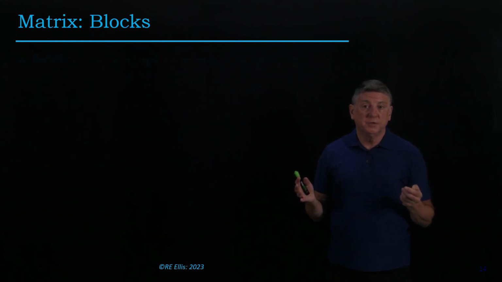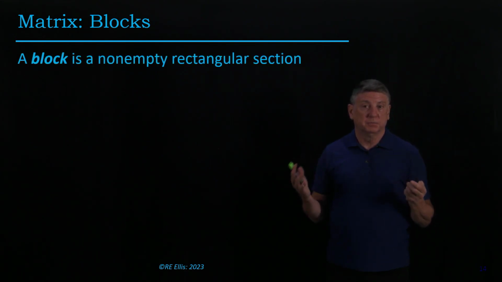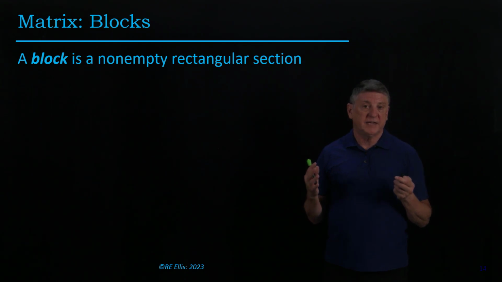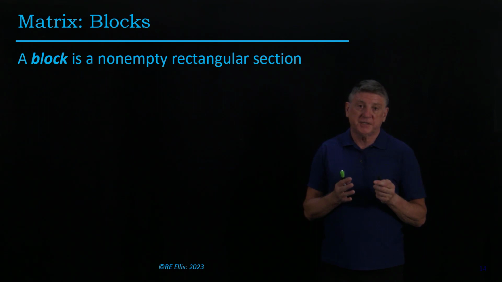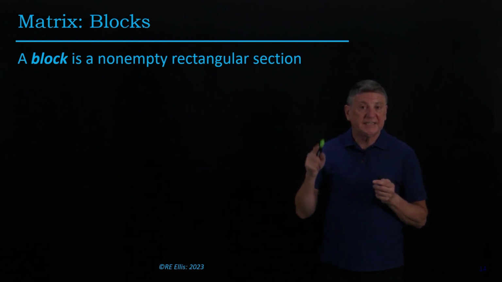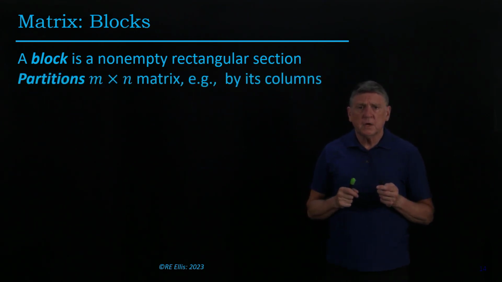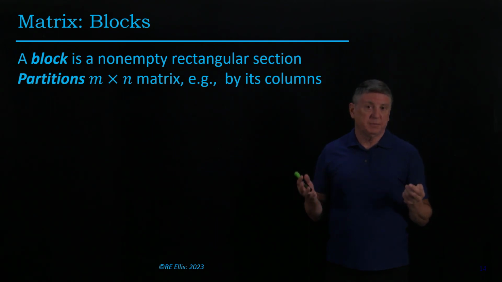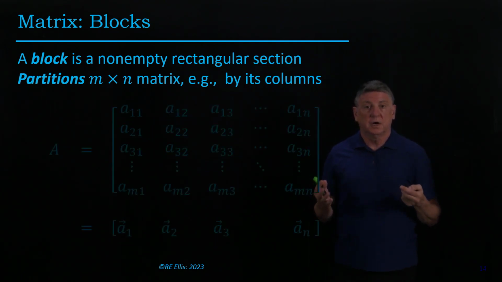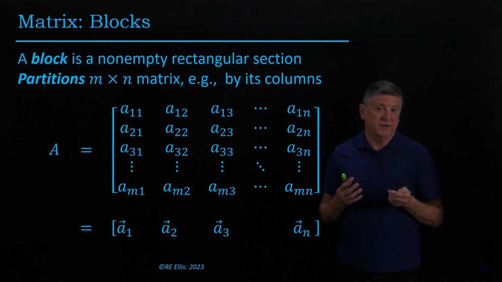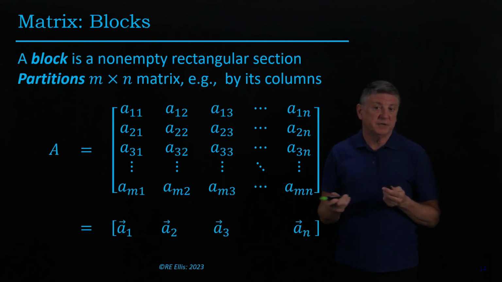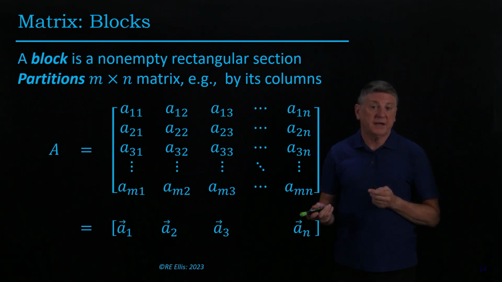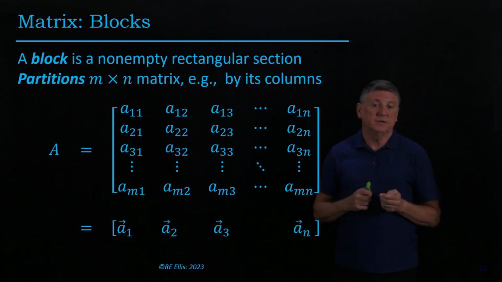So when we do this, we can now think of a matrix block as a non-empty rectangular section. So when we say a matrix block, that means we're partitioning the matrix, and we're partitioning it into rectangles. So we can partition it, for example, by its columns, which is almost the only way that we'll do it. And so we take this possibly very large matrix and we represent it more compactly or more concisely using vectorial notation.